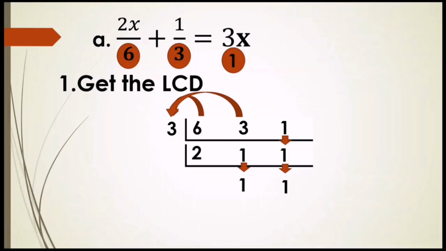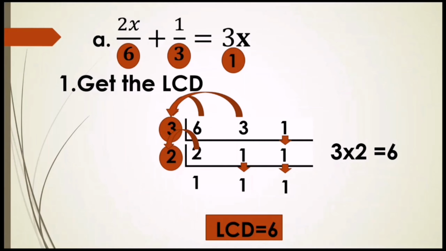1, 1. And then, the number that can make 2 a 1 is itself. So, 2 divided by 2 is equal to 1. Therefore, we have 3 and 2. So what you will do is to multiply 3 and 2, which is equal to 6. Therefore, our LCD is equal to 6.